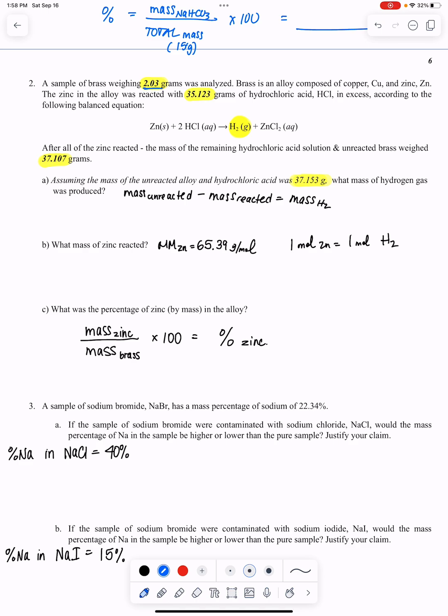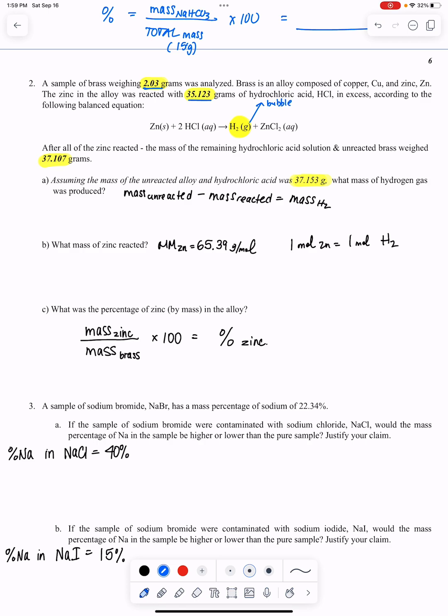Brass is an alloy, so you might see or hear the word alloy, composed of copper and zinc. The zinc in the alloy reacted with 35.123 grams of hydrochloric acid in excess, according to the following balanced equation. So I have zinc, I reacted with hydrochloric acid, and hydrogen gas is going to bubble out. It's a gas that leaves.